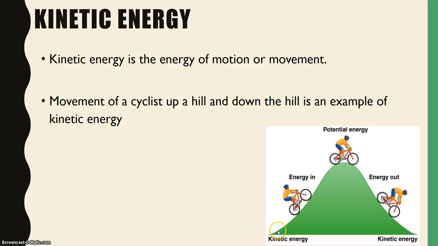For example, anytime this cyclist is moving along this track, from the start here up to the top of the hill, they're in motion. So they are said to have kinetic energy because they're moving. Again, when they're moving down the hill, they have kinetic energy because they're in motion. When they're at the top of the hill and they are stationary, not moving, they have no kinetic energy. Just as if they were starting at this point here and were not moving, they would have no kinetic energy.